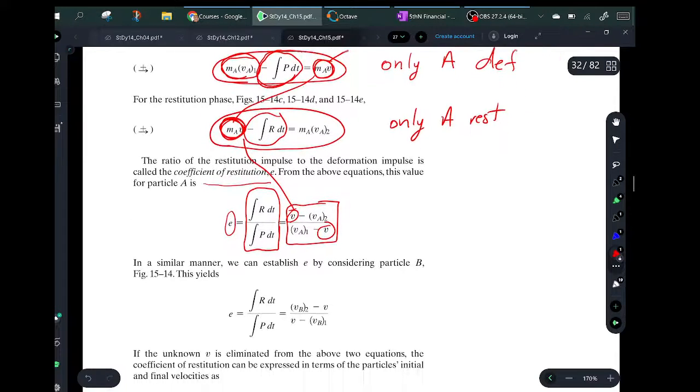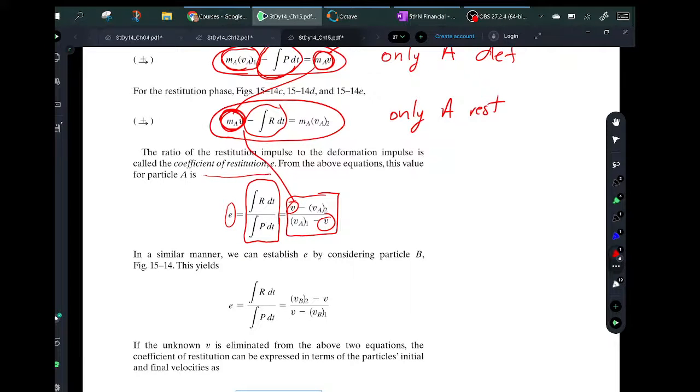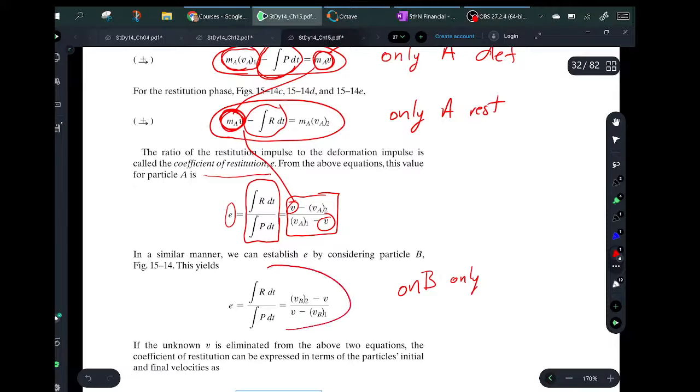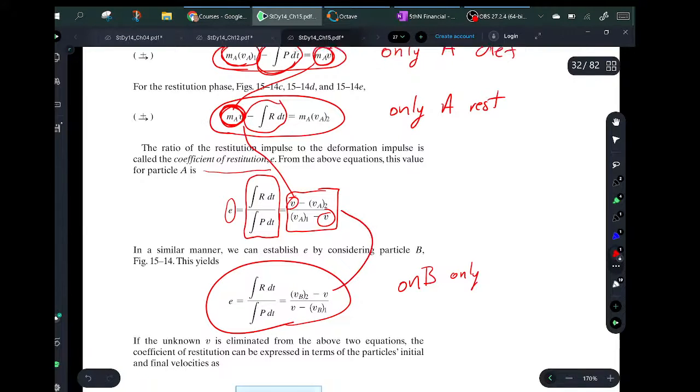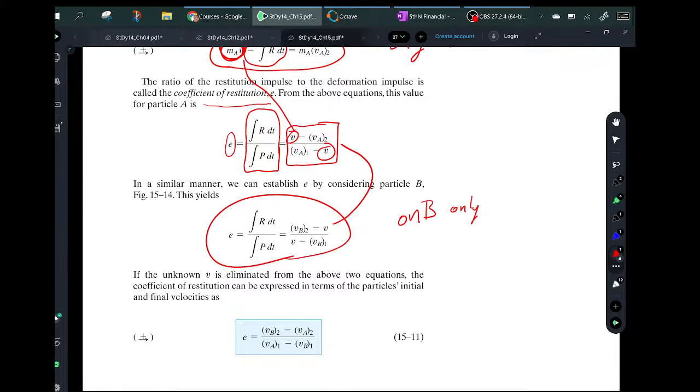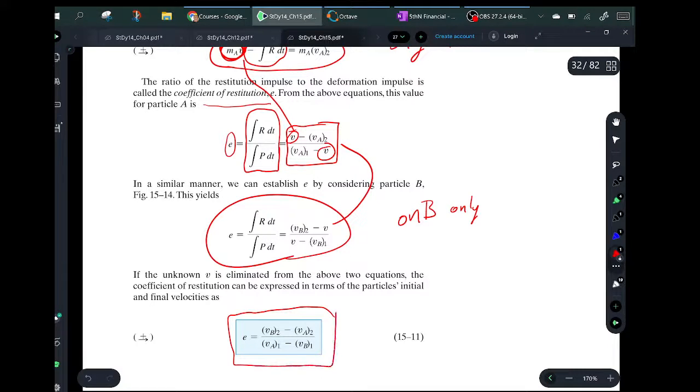Now what you do is you turn around and do it on B. You do the same set on B only, and you'll come up with this. Then you start saying, hey, wait a minute, let's look at the difference between these two, and you can put it together so that actually your coefficient of restitution looks like this equation. So now, you do that by eliminating the V.